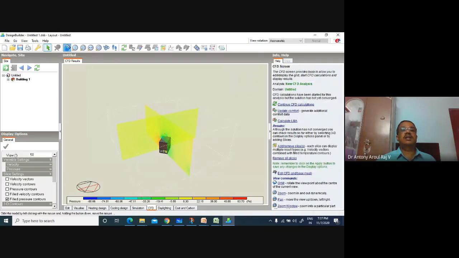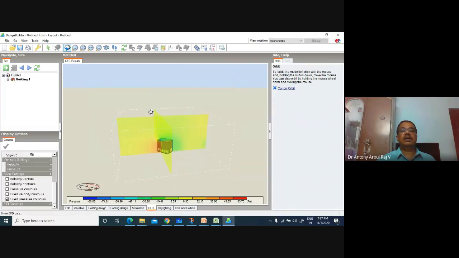Now I will rotate to see that. Here you can see the flow is in this direction. The building is like this, and the flow is from left to right. Here you can see on the front side of the building there is a pressure rise. We call it a stagnation rise. Because the air is coming with some velocity, it is hit by the building, so the pressure rises on the front side of the building. And on the rear side of the building, you will find that the air quantity will be less.